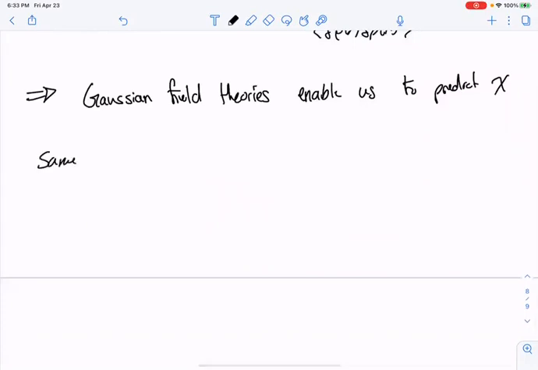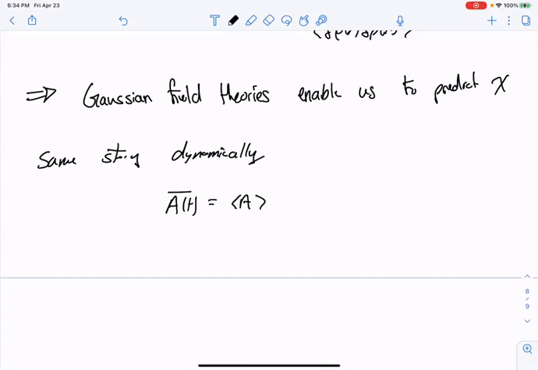The exact same story was then done dynamically. If I wanted to know how some variable changed from its value in equilibrium in the absence of some time-dependent perturbation, what I needed to know was how that variable was correlated, how it fluctuated in time, say to some time-dependent perturbation f.